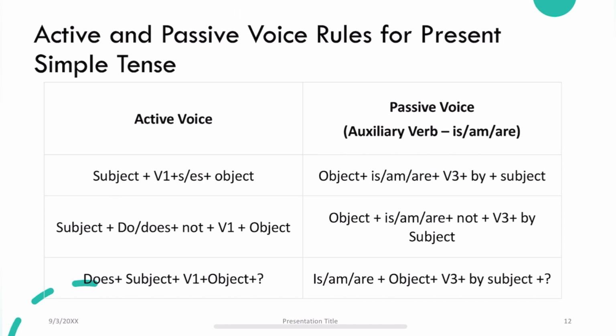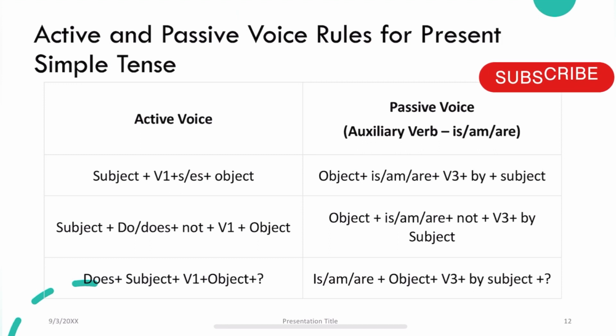And if we are making a negative sentence of the same tense, like present indefinite tense or simple present tense, at that time the common rule is that subject plus do does plus not plus first form of the verb and object. But if we are changing that thing into the passive voice, at that time what we have to use, object plus is am are, that are the helping verbs. After that not, then third form of the verb, then by, subject.